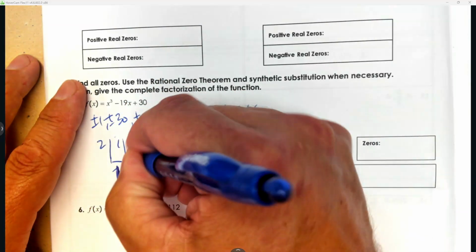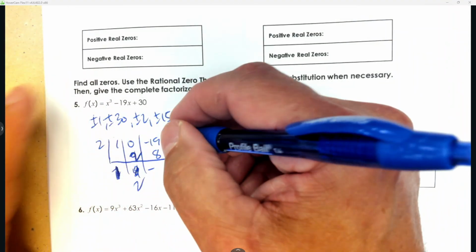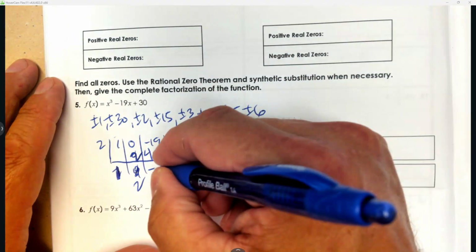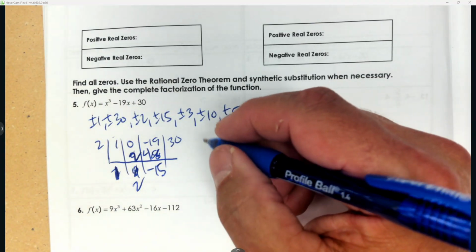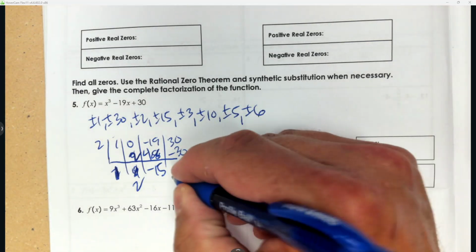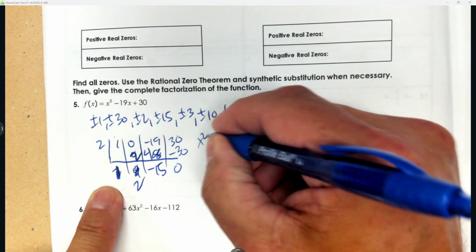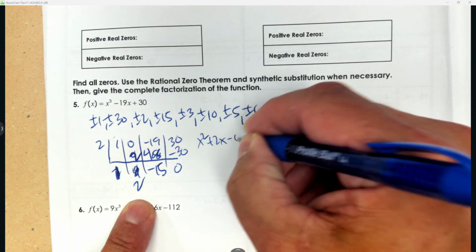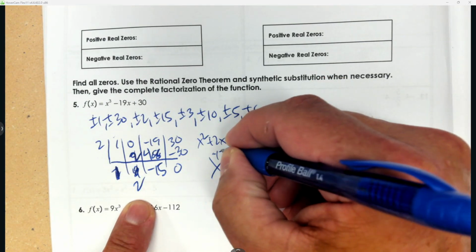So drop the 1 down. Let's do it right. I knew it was supposed to work. 4, this should be negative 15. All right, now we're going. And that's negative 30, that's a 0. So what you're left with is 1x squared plus 2x minus 15, and then factor that.